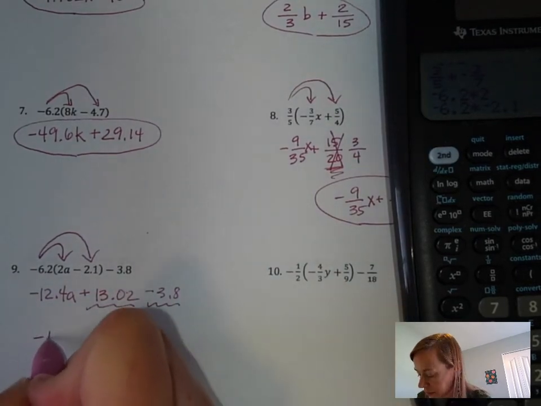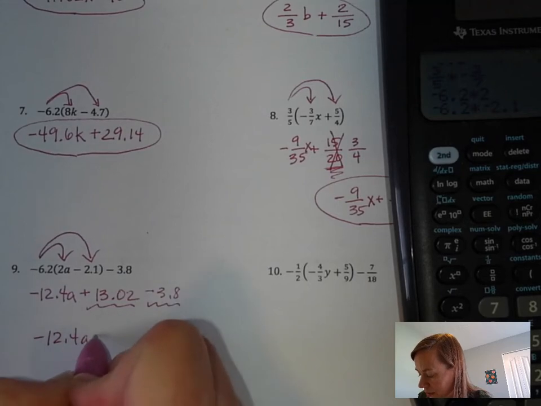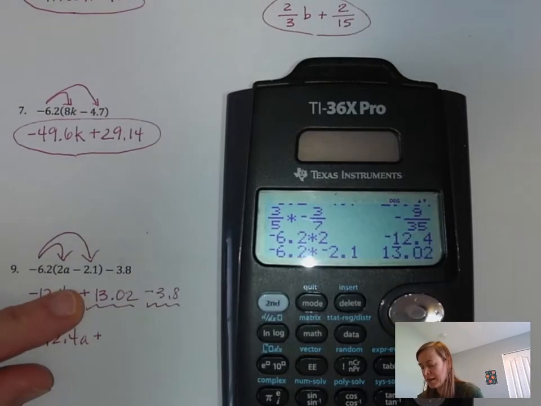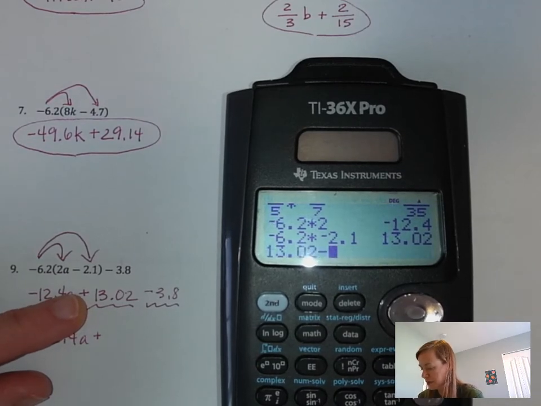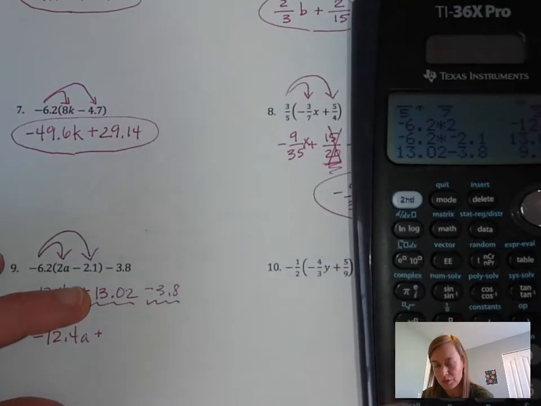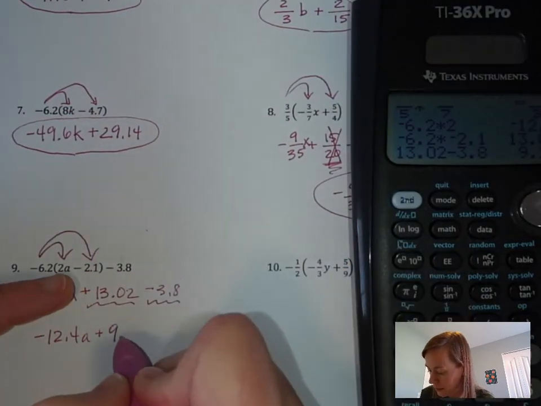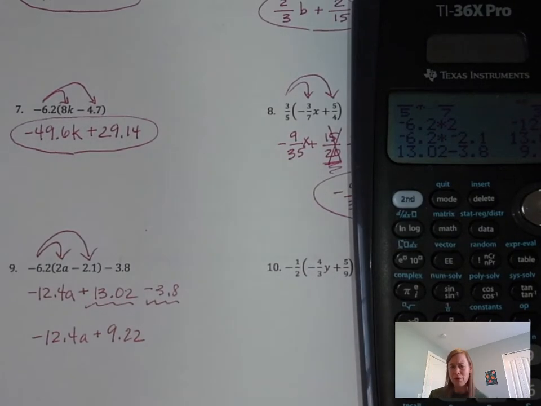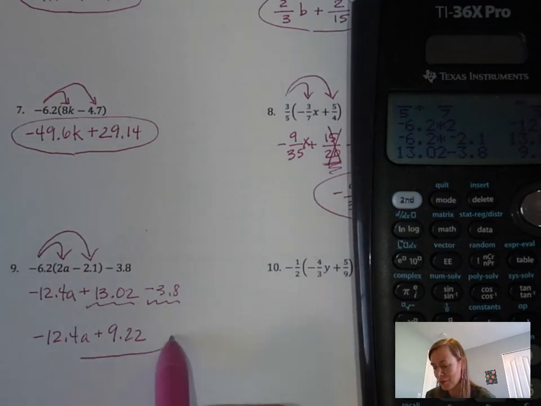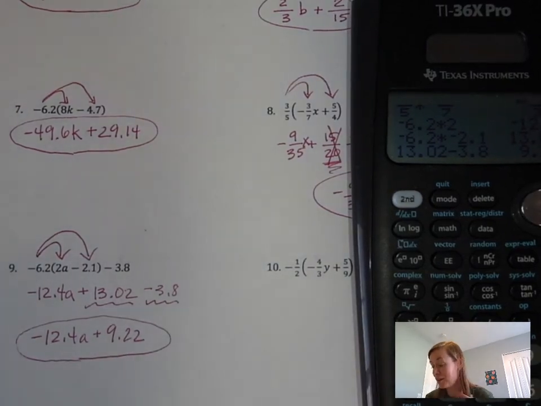So let's do that. So negative 12.4a plus, now we're going to do 13.02 minus 3.8. 13.02 minus 3.8 equals 9.22. Positive 9.22. Otherwise, I would need a negative sign there. Now are we done? Yeah, we've got one term with an a and one term that's just a constant and no equal sign or anything like that, so we are done.